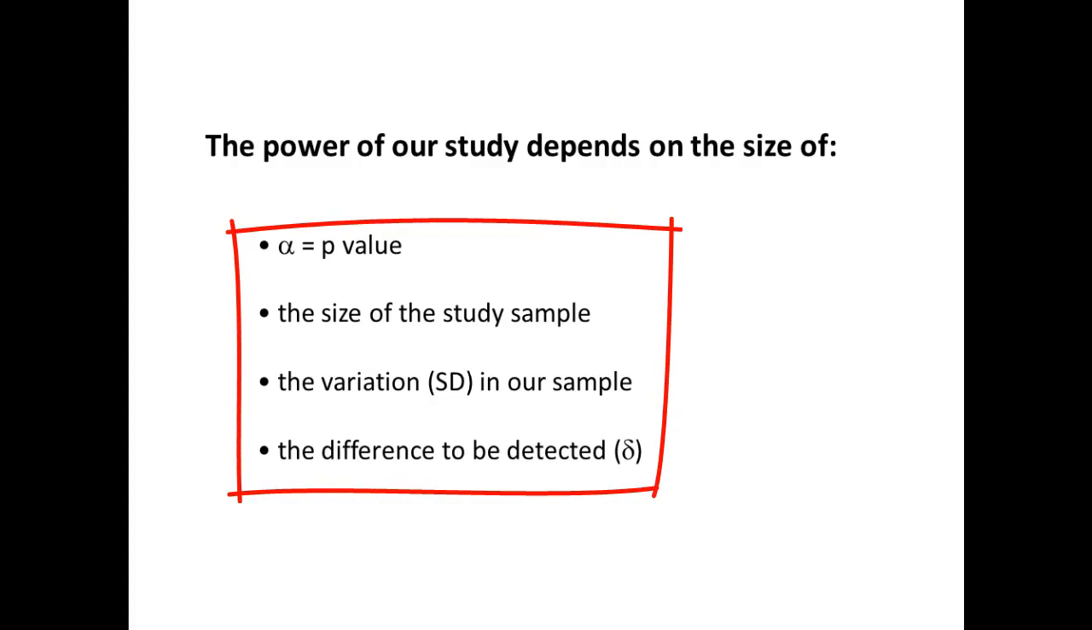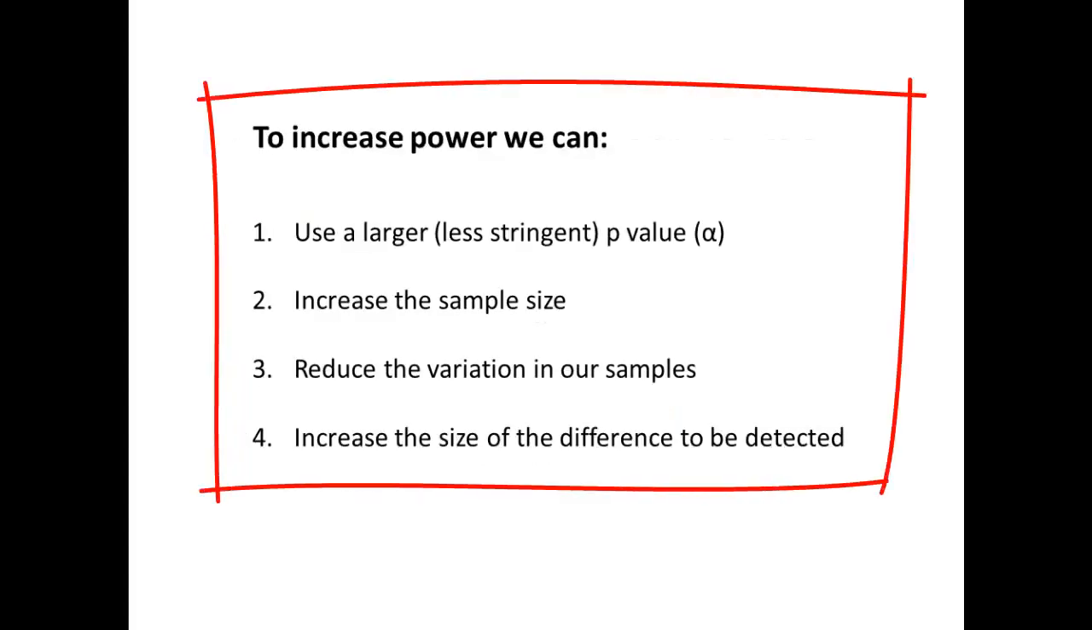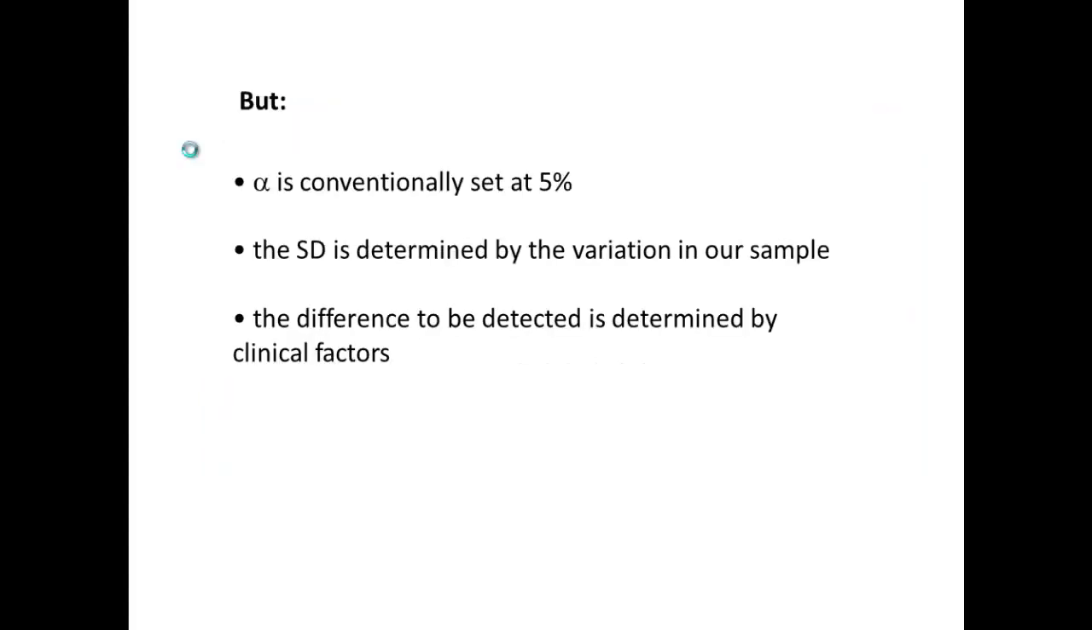So to maximize power, there are 4 things to play with. We can use a larger or less stringent p-value or alpha threshold. We can increase the sample size. We can reduce the variation in our samples. Or we can increase the size of the difference to be detected. But most of these things we cannot manipulate.